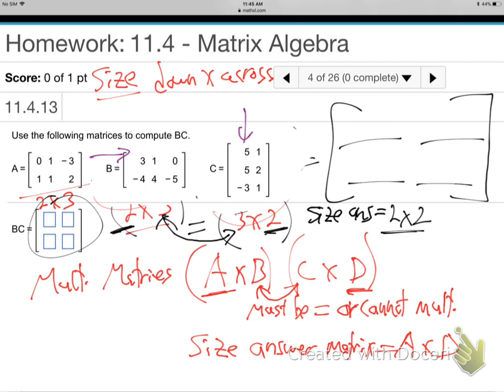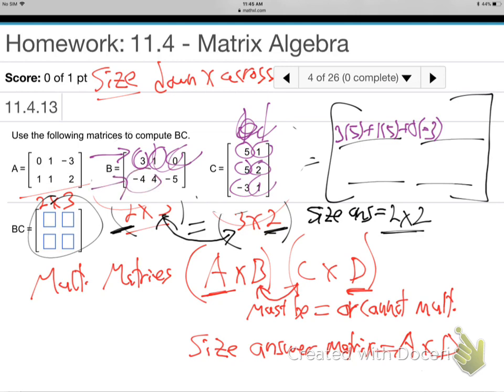All right, so here we go. I know I've only got a minute left. Let me just do this once and we'll stop. 3 times 5. So you multiply and move. 3 times 5 plus, and then you jump, 1 times 5, and then you jump, 0 times negative 3. That's all of the first entry. That's 1 out of 4 entries. And then you go over here, and you go 3 times 1, and 1 times 2, and 0 times 1. You add those up. Then you go down here, and you go here times here.